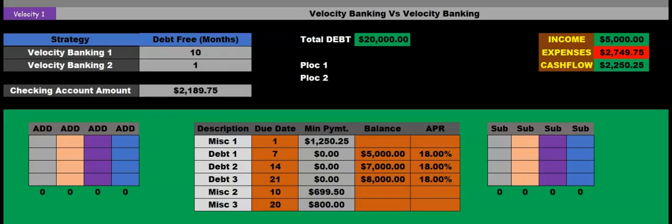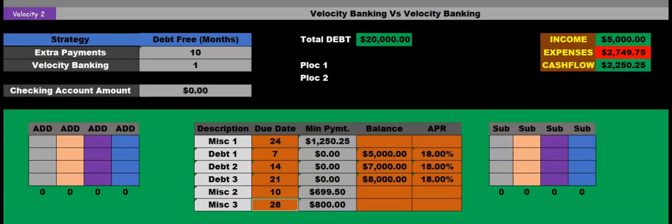So in this first example, it took 10 months. We have $2,189.75 left in the checking account. So looking at scenario 2, we'll do the same thing. The only difference was the date. So these two people, they make the exact same money, exact same expenses, exact same cash flow. All of their bills, expenses, everything is the same, APRs, same balances, everything. The only difference was the day in which their bills were due.